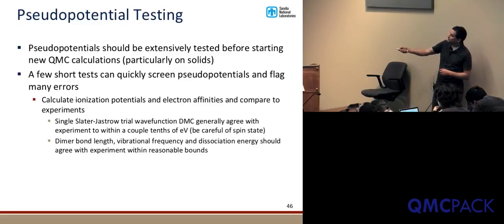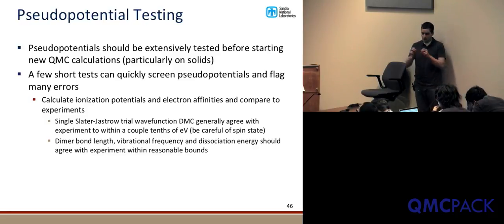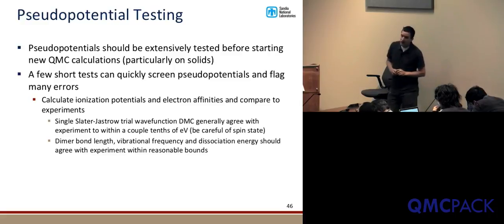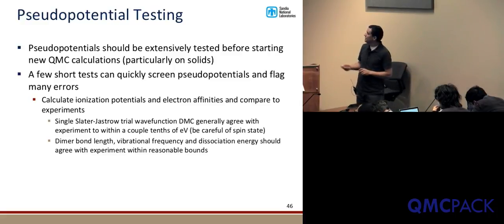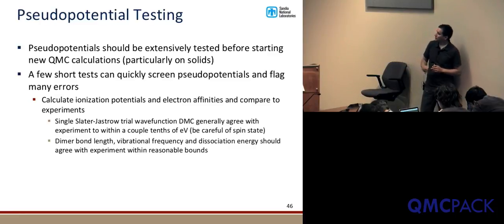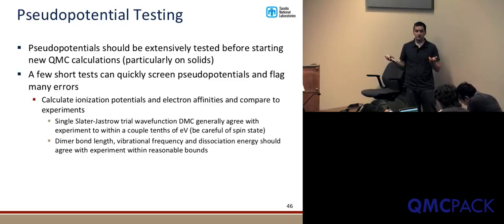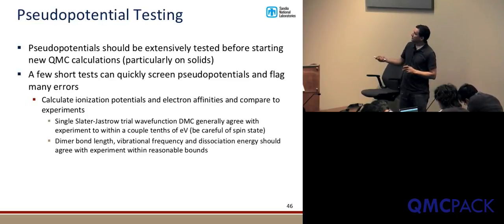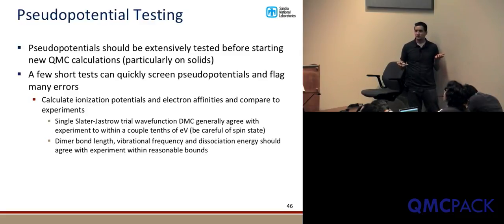Next thing you can do that's still pretty cheap is calculate the binding curve of a dimer. So this was done in, I think, Jaren's lab, where I calculate the binding curve of oxygen, and compare vibrational frequency, dissociation energy, and bond length, for instance, with experiment, or if you've got correlated quantum chemistry calculations, that's a good place to start. And again, it should agree within reasonable bounds. It shouldn't be exact if we're talking about single Slater-Jastrow.